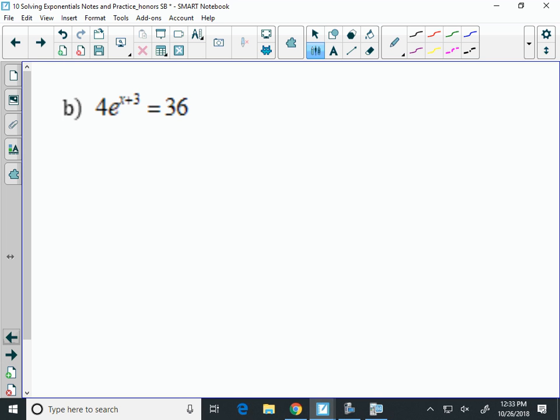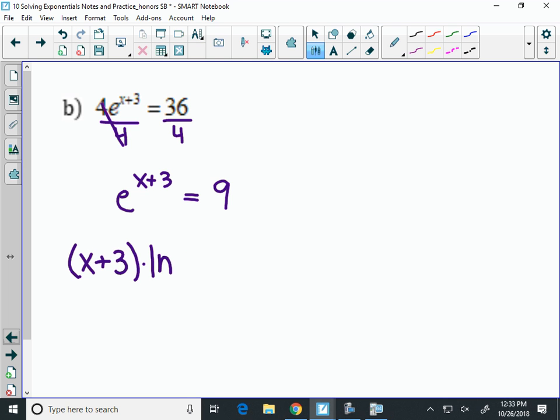let's do B. All right, where do you start here? Not yet. Divide by 4. You cannot throw a log at it until that number outside is gone. You just have to have e to the power by itself. So you'll have e to the x plus 3 equals 9. Good. Now you can throw a log at it. We're going to throw what kind of log at it? The natural log. So again, you have x plus 3 in parentheses times the natural log of e equals the natural log of 9.